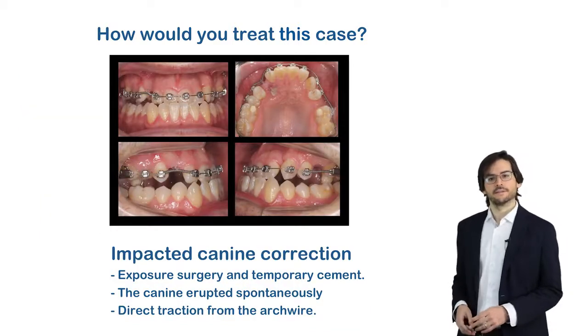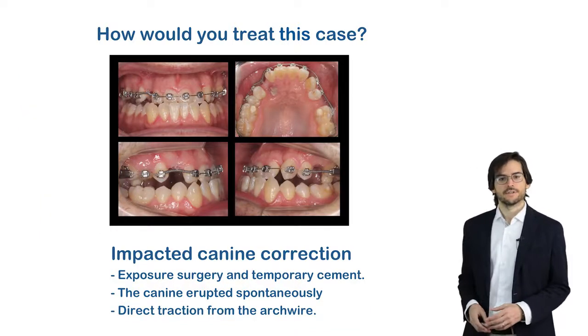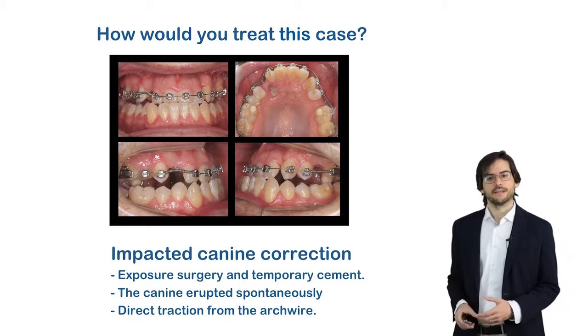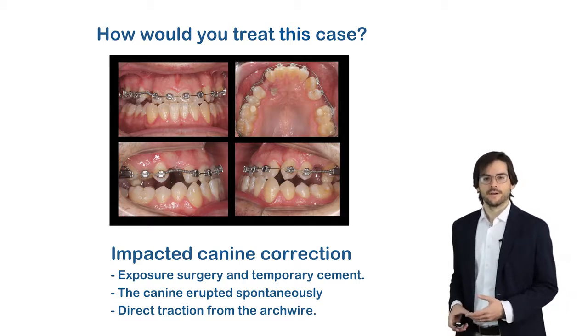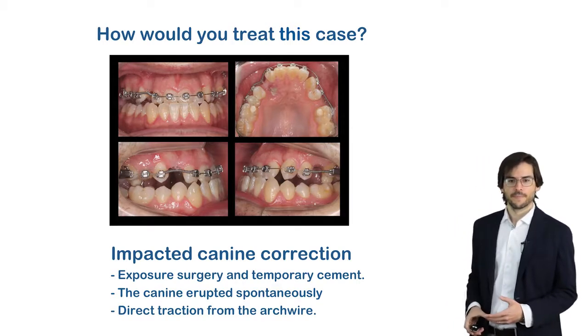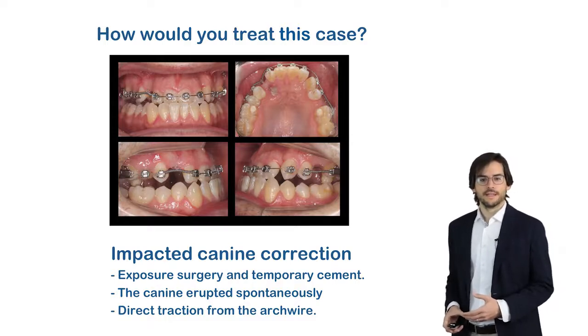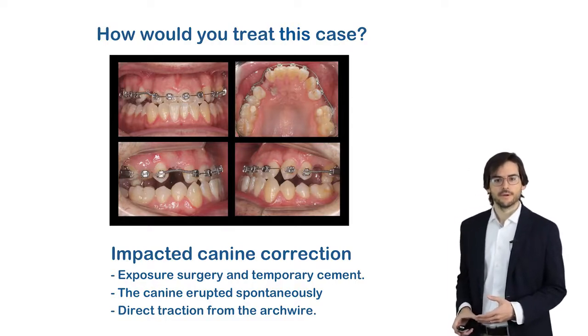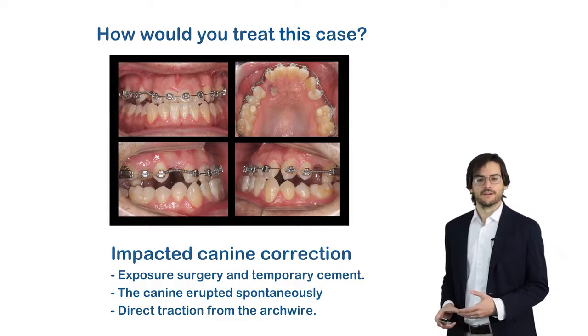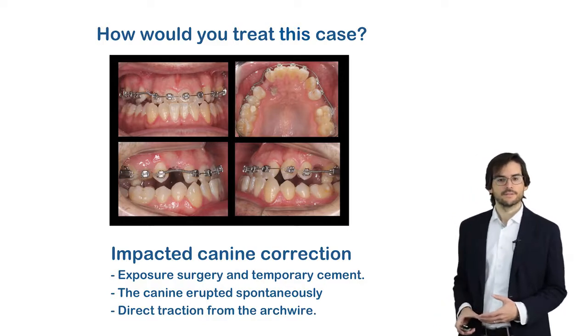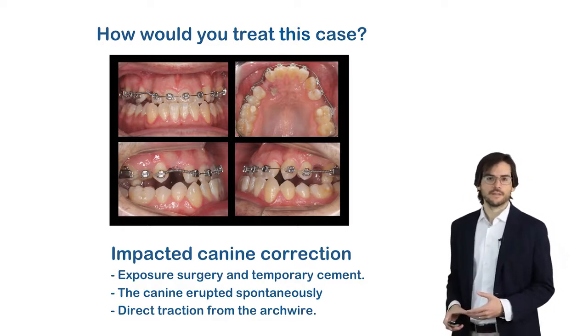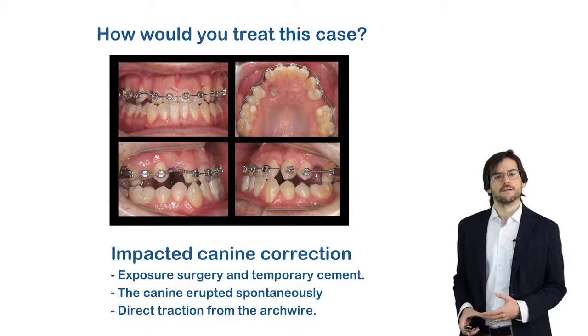Regarding the impacted canine correction, exposure surgery was performed and after that temporary cement was placed for avoiding the exposure from closing. The canine erupted spontaneously 3 months later and then tip-edge plus brackets were placed in the maxillary arch. After that, direct traction from the arch wire was used, using always very soft forces.